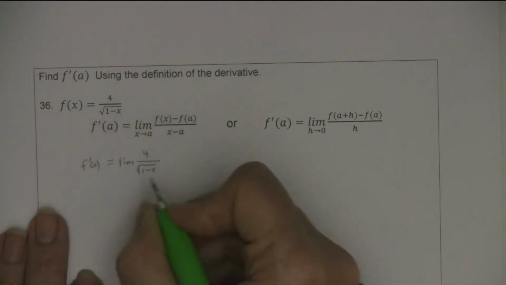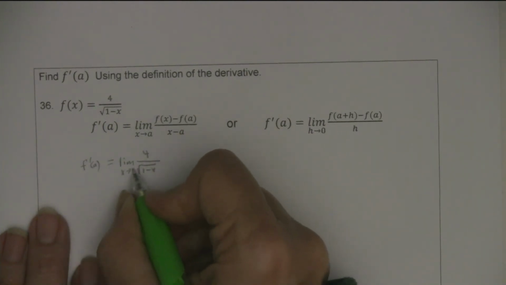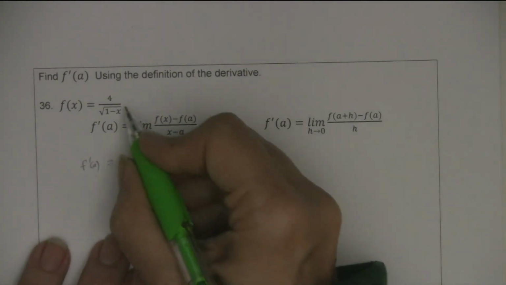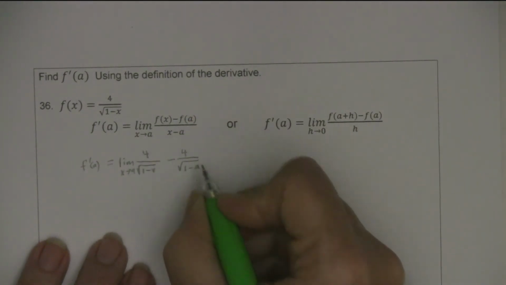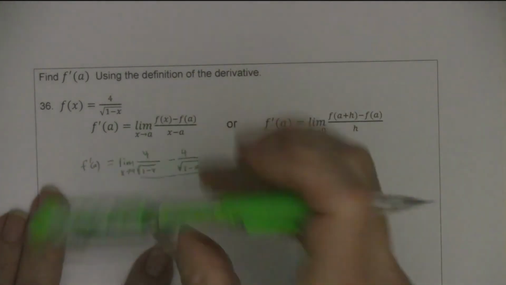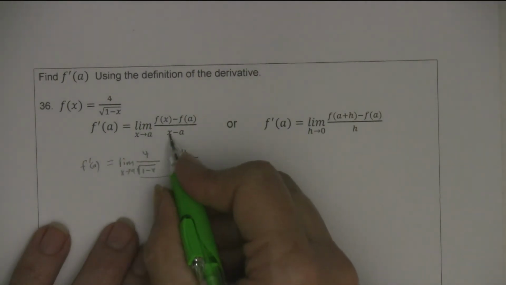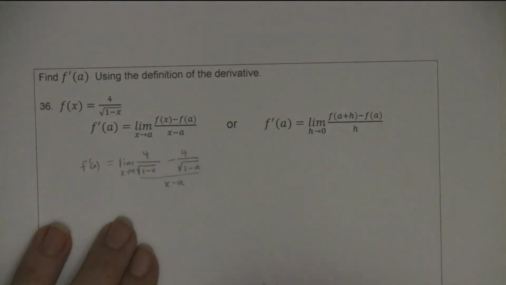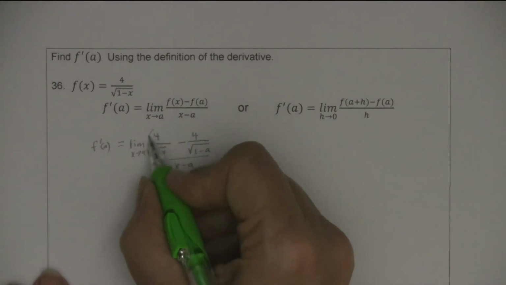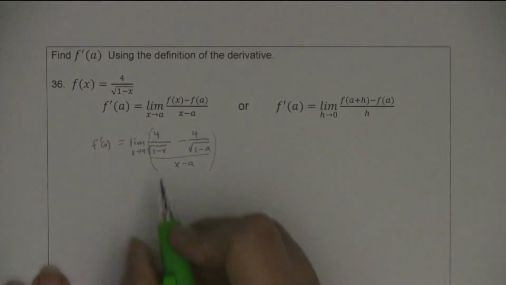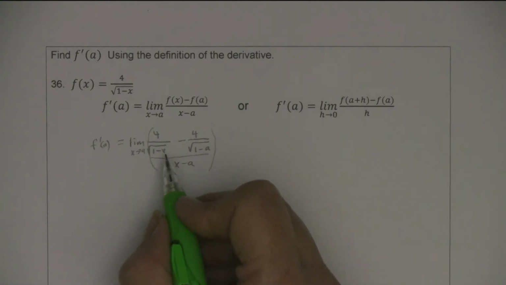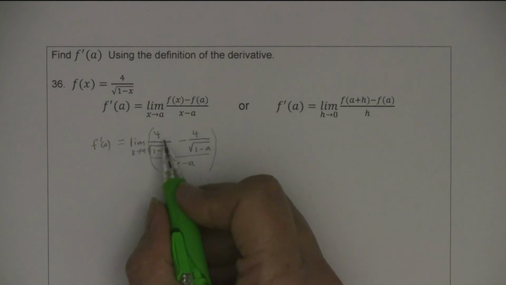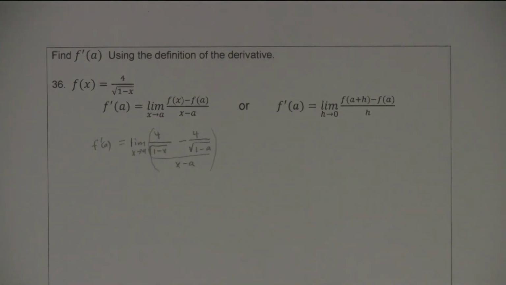I'll put f of a like this, f prime of a, x goes to a, and minus, and then when I have here 4 over the square root of 1 minus a, all divided by x minus a. This is what I'm finding the limit of, right? Definitely the denominator is 0. And if you put in a here, you're going to notice that those are going to be equal to one another. So I definitely have 0 over 0.